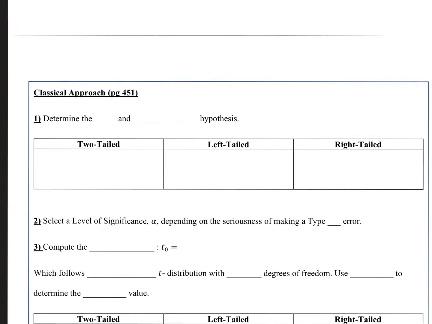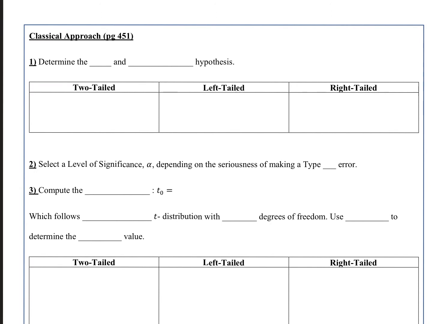So let's take a look at the classical approach and what this entails. The first thing we're going to do is determine the null and alternative hypotheses. Once again, we have the two-tailed, left-tailed, and right-tailed. I think you know how to write the hypotheses, so try to write them down by yourself and check back in with me in a second.